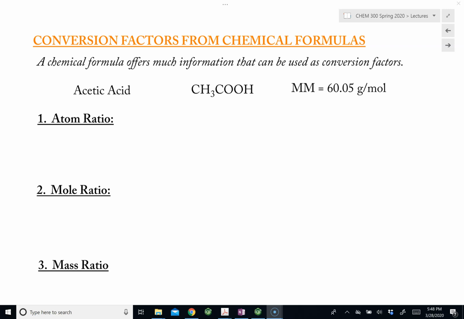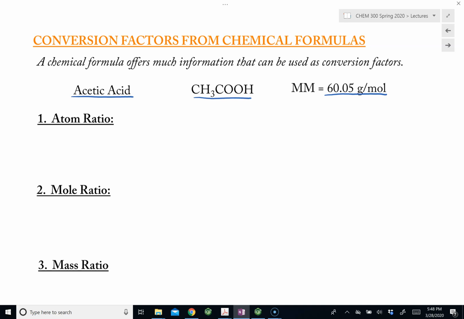For example, given acetic acid, the chemical formula of acetic acid is CH3COOH. And from this chemical formula, we can calculate the molar mass, which is 60.05 grams per mole. So this is an example. And from the information we have seen above, there are many conversion factors that we can derive from it that will allow us to solve many basic problems here in general chemistry.